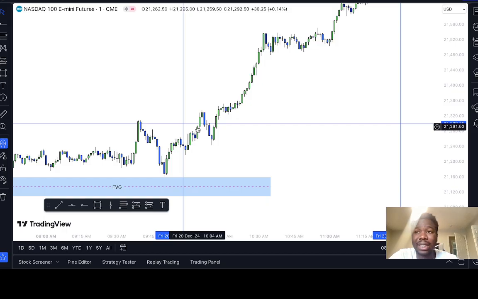I mean, the market is an algorithm, but I still refer to it this way because it's easier for the mind to comprehend. But anyway, this is a change in state of delivery. Market went from bearish to bullish. We're going up now. All right.